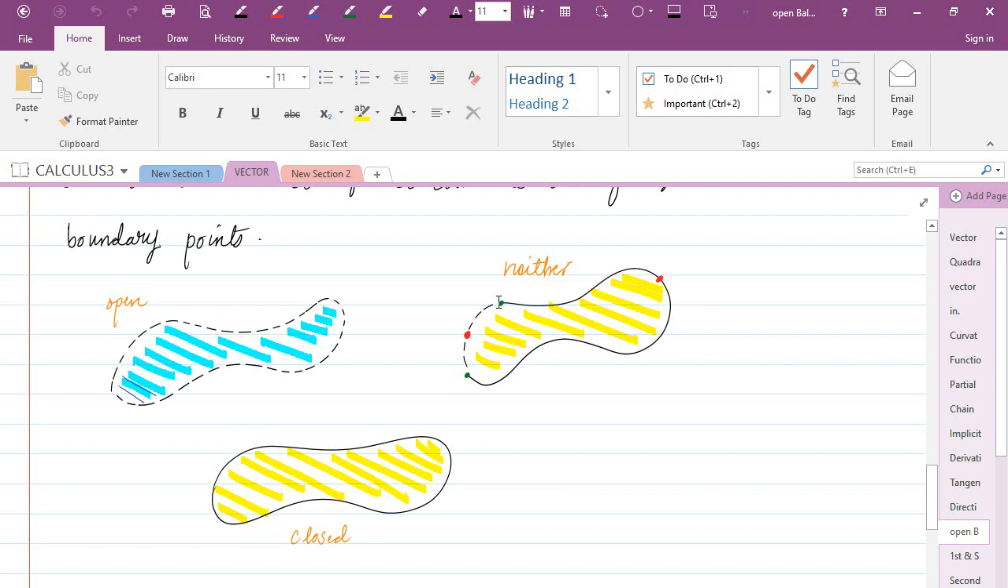This one is neither closed nor open because even though a lot of the boundary points are included, some of them are not included. So you see that it's not going to be closed because some of the boundary points are not included, but at the same time it's not open because there are some boundary points in it. So it's not going to be open.